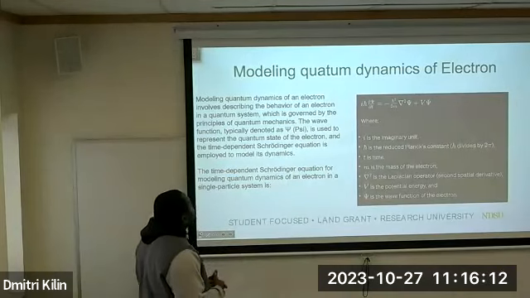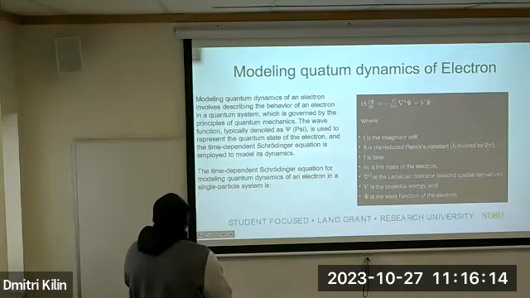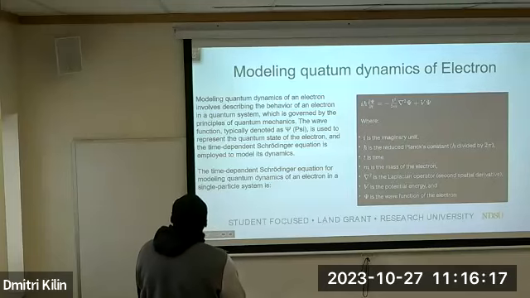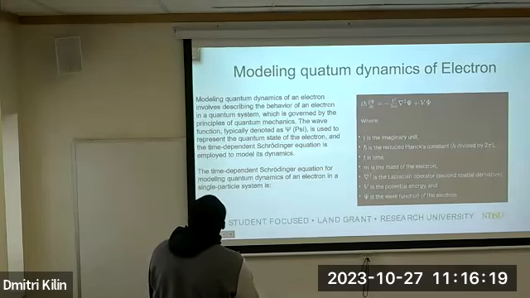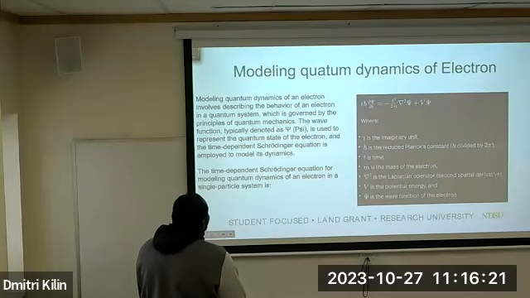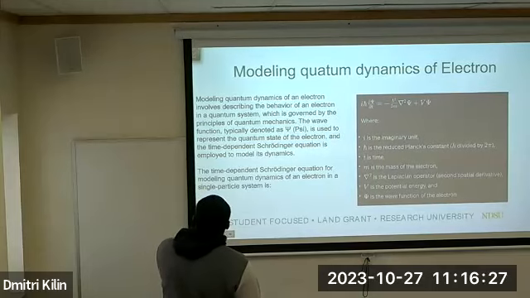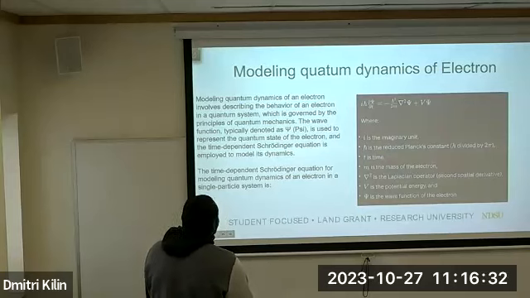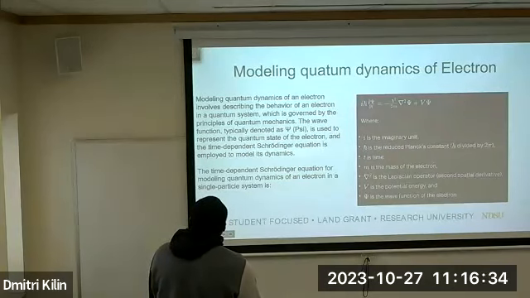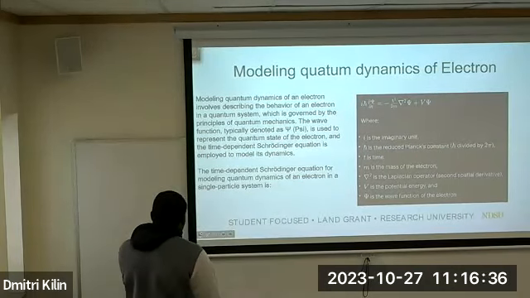So for modeling quantum dynamics of electron, we can see that modeling quantum dynamics of an electron involves describing the behavior of an electron in a quantum system, which is governed by the principles of quantum mechanics. This wave function, typically denoted as this, is used to represent the quantum state of the electron, and the time-dependent Schrödinger equation is employed to model dynamics.